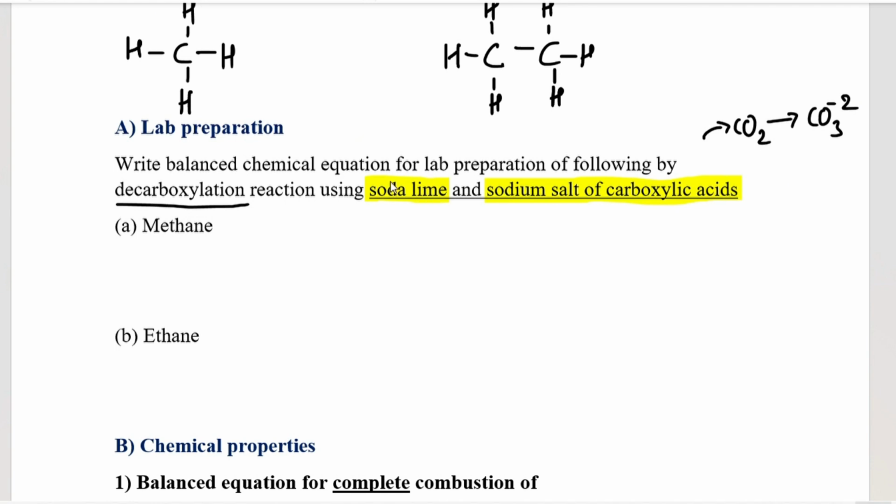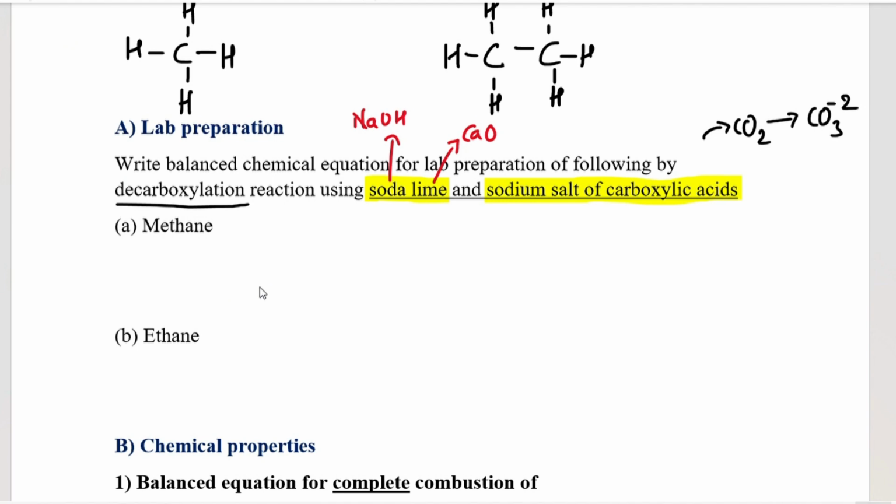What is soda lime? Soda means caustic soda, that is sodium hydroxide. Lime means quicklime, that is calcium oxide. We are not taking only sodium hydroxide, we are taking the mixture of sodium hydroxide and calcium oxide. The reason being, sodium hydroxide is deliquescent in nature. When you use calcium oxide, it reduces the deliquescent nature of sodium hydroxide.